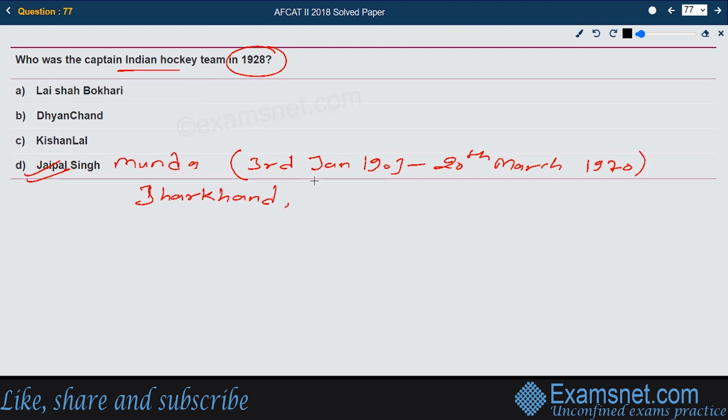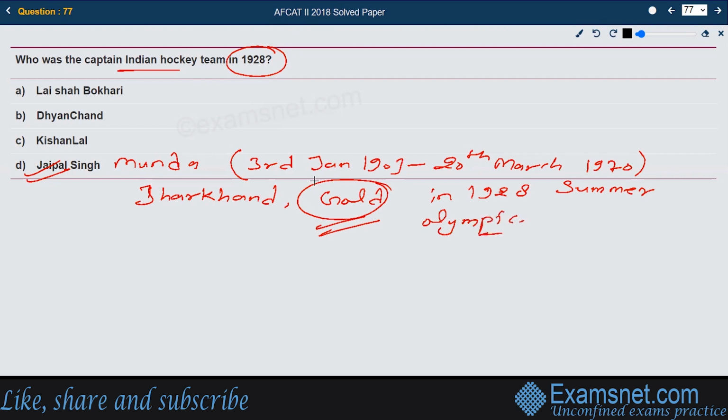He captained the Indian hockey team to win the gold medal. He was the captain of the team who won the gold medal at the 1928 Summer Olympics in hockey. These games were held in Amsterdam.